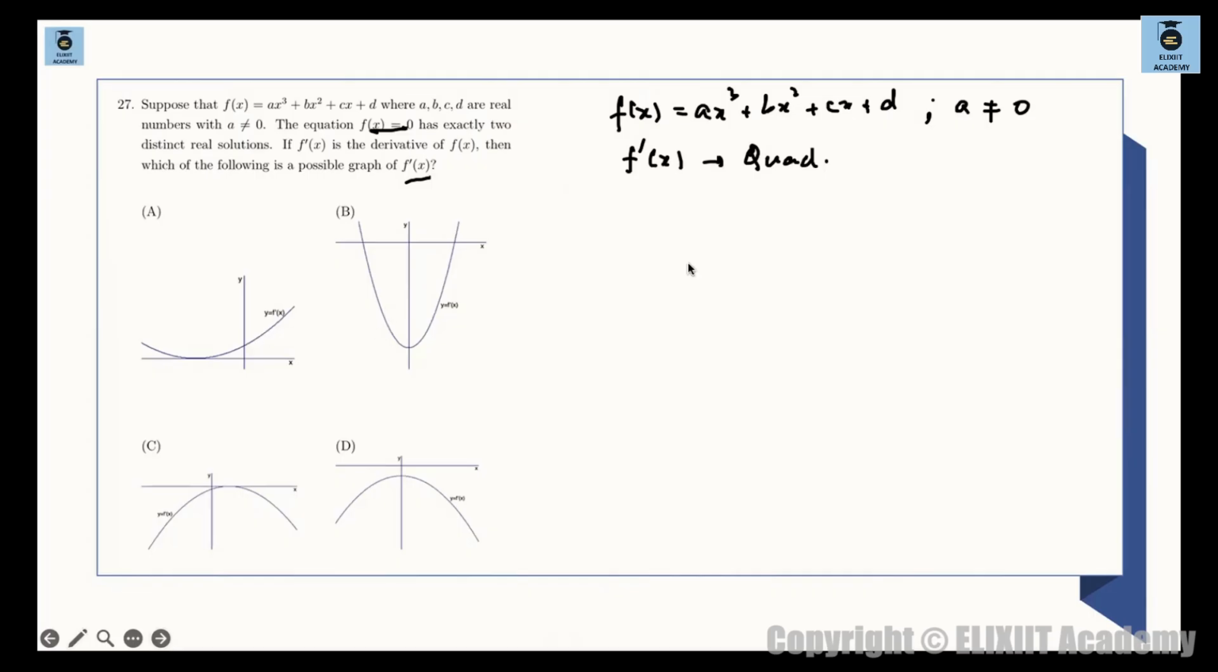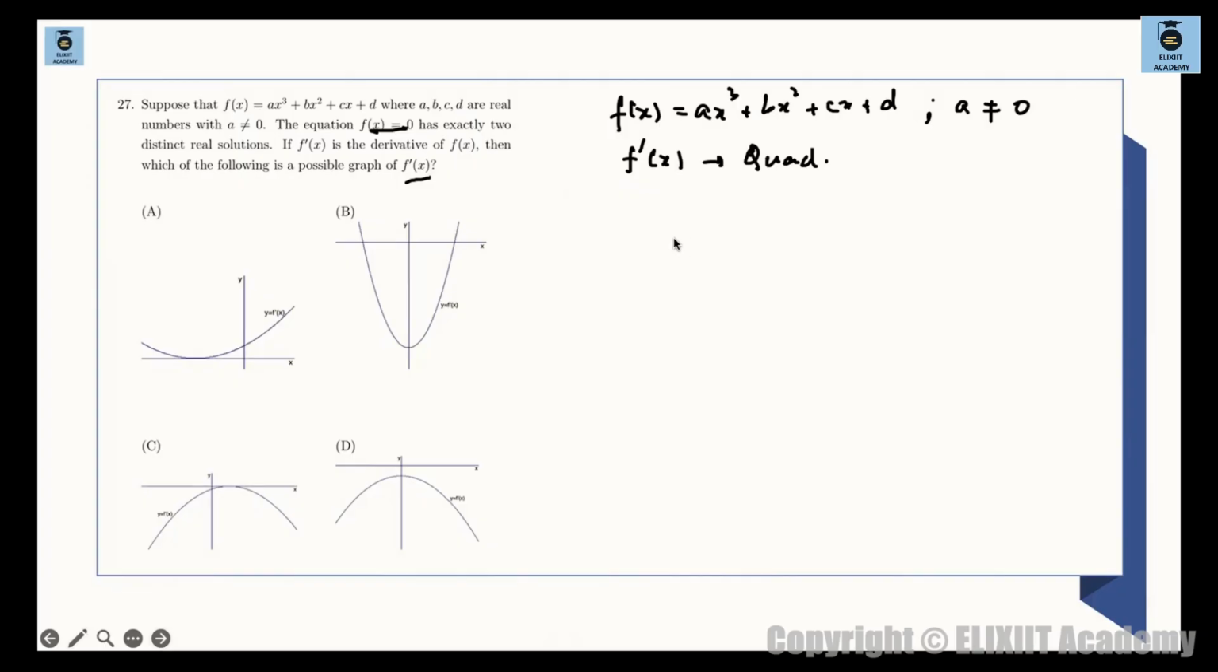Okay. Now let us see what we can decode from this line, that f(x) is equal to 0 has exactly two distinct real solutions. Now two distinct real solutions means the third one will be a real solution only, because complex solutions always come in pairs. So one complex solution cannot be possible. So two distinct real solutions means the third solution will also be a real solution itself. Two distinct real solutions are there, out of which two can be repetitive as well.